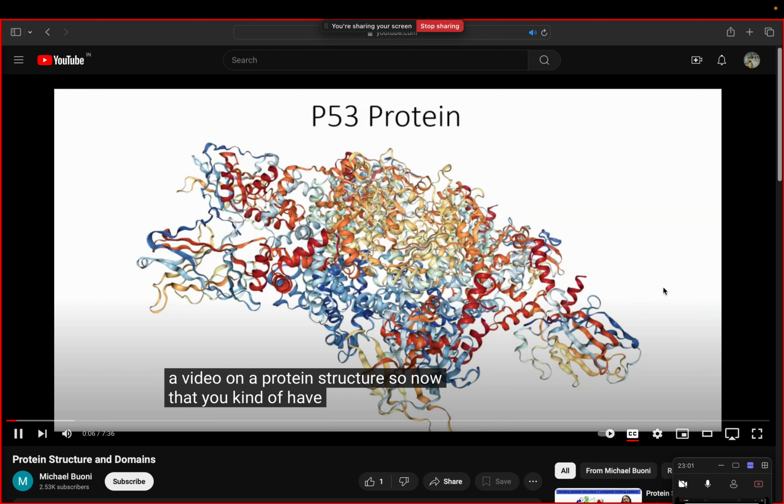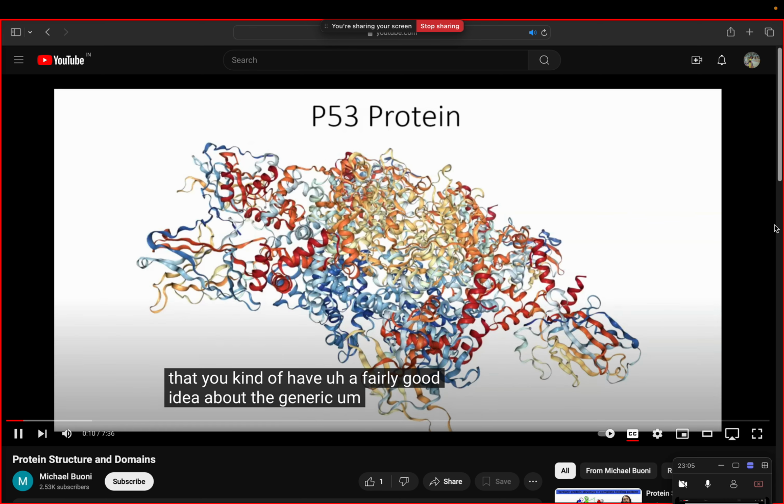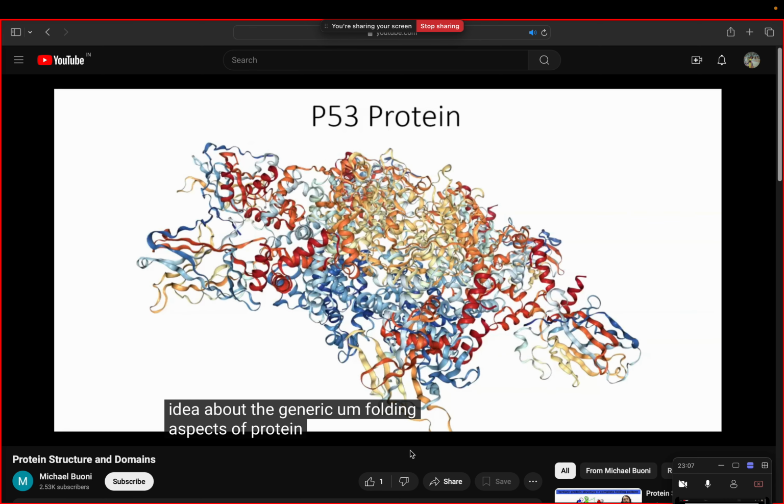So now that you have a fairly good idea about the generic folding aspects of protein structure, I want to talk a little bit more about something called a domain and what that is. You look at this thing here, this is a protein called P53. It's a tumor suppressor protein, and its job is to either correct DNA damage errors or to direct the cell into apoptosis, which basically means blow itself up if it can't fix the issue.